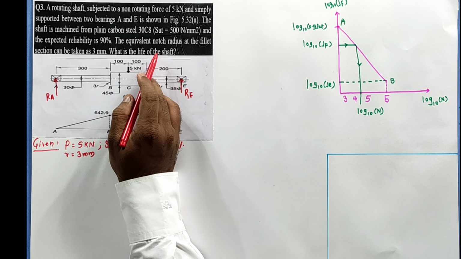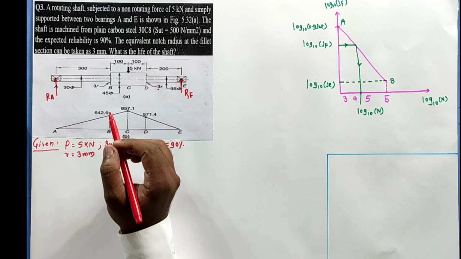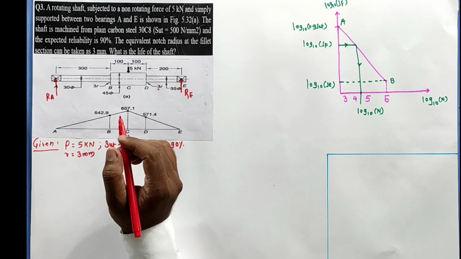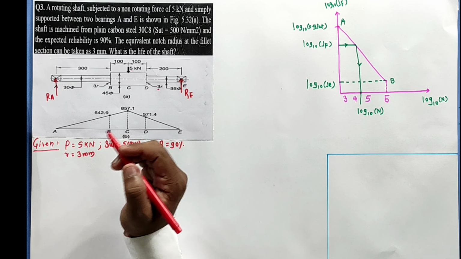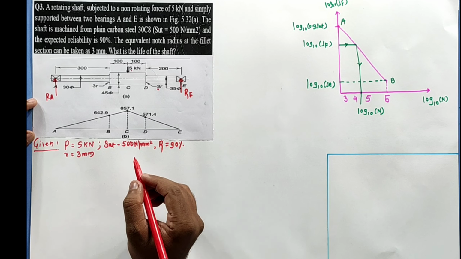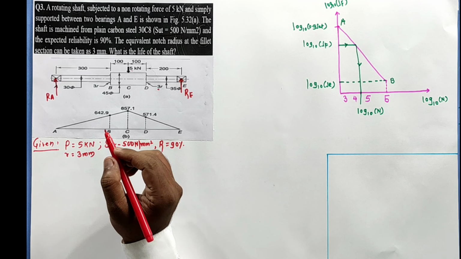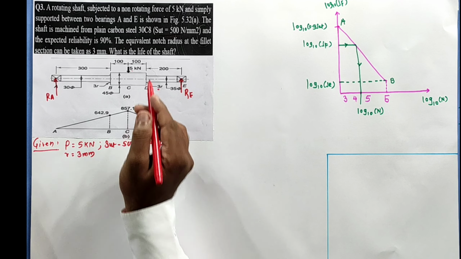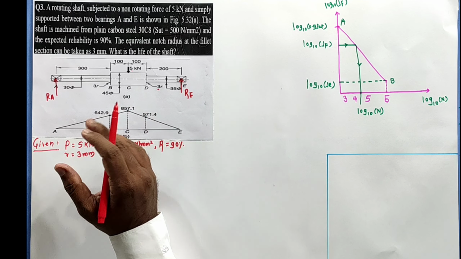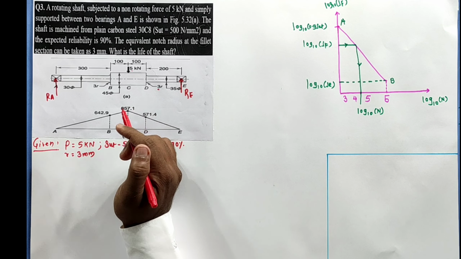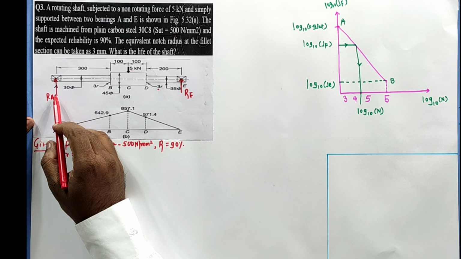What is the life of the shaft? Of course, life of the shaft means they have asked for the number of cycles N. So as per our requirement or curve, we'll have to calculate the number of cycles, the life of the bar. So one by one we'll have to move as per the structure. We'll read the structure first and then decide the things. Clear? Now see the structure.